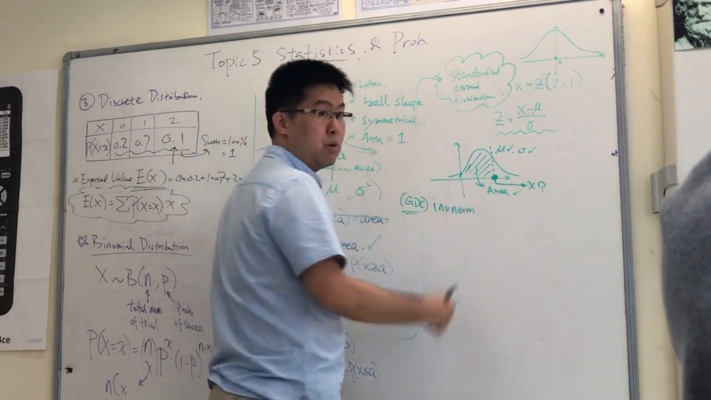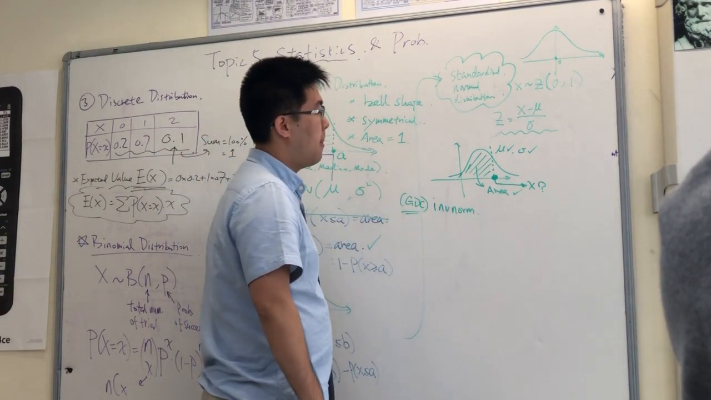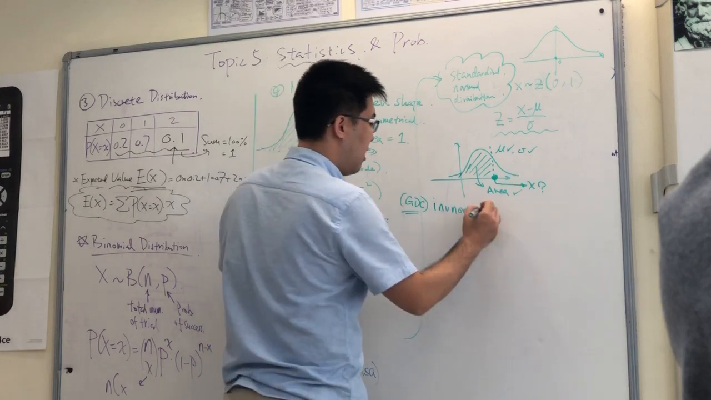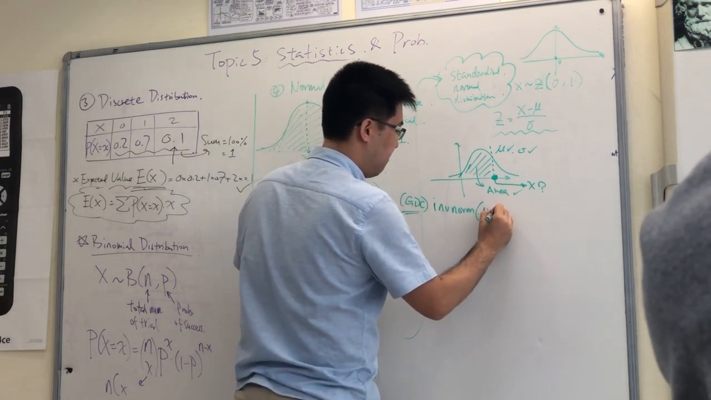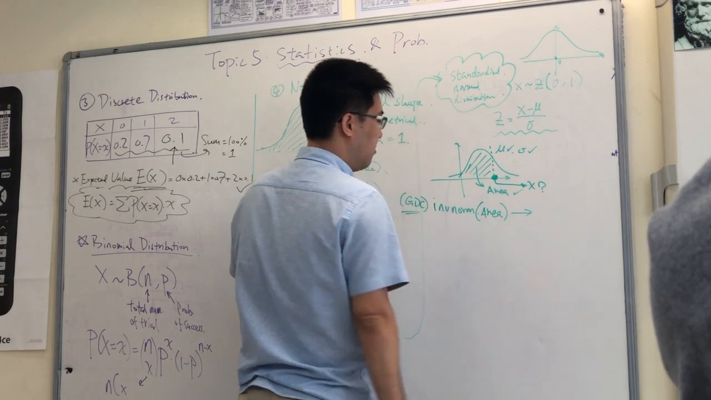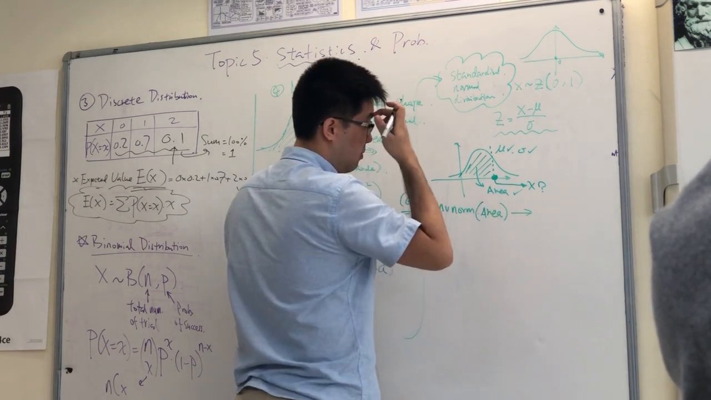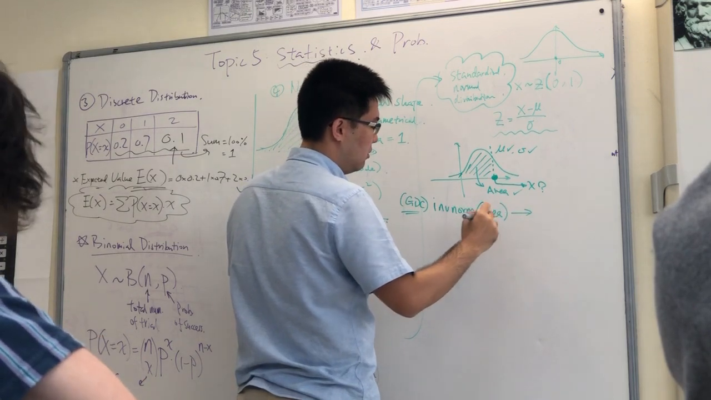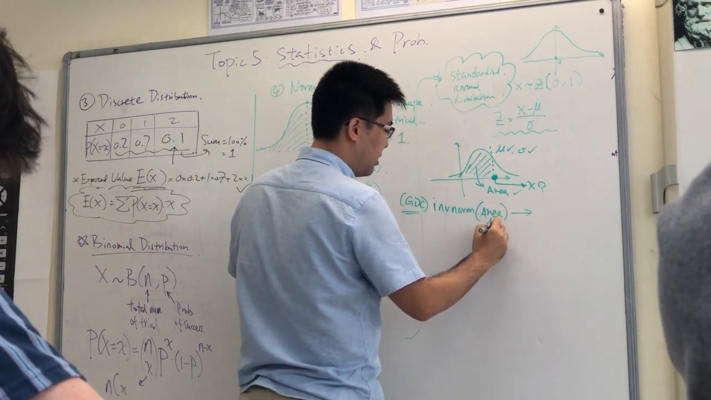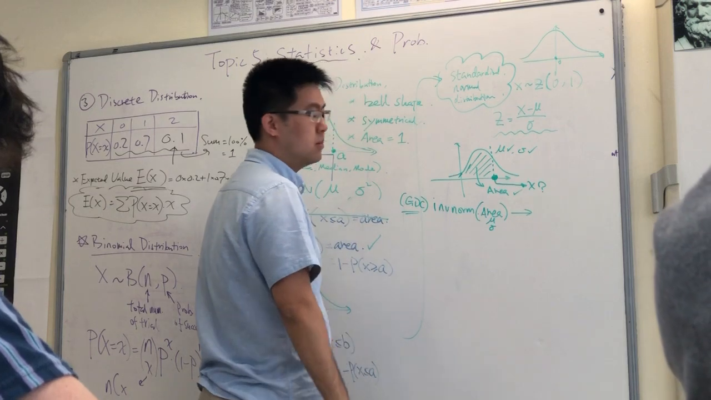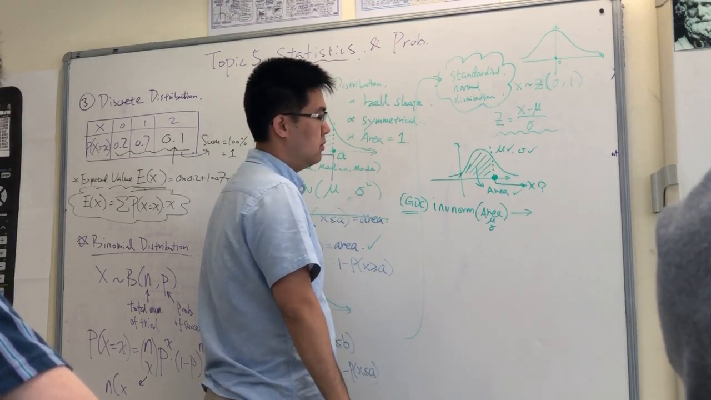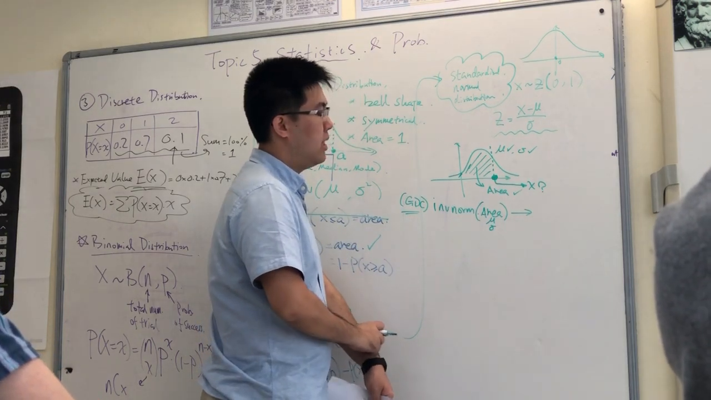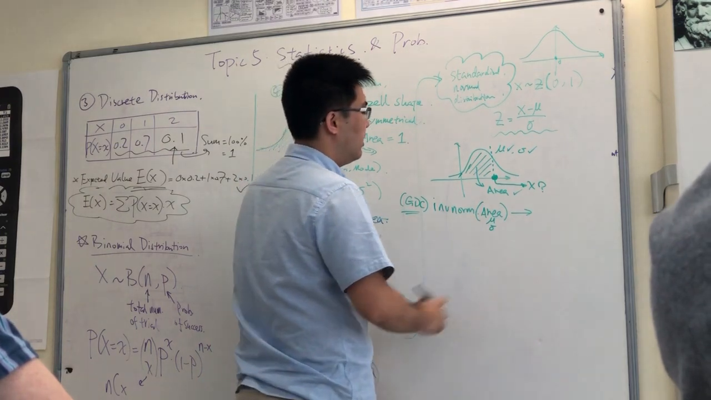Okay, and then what do we have? You have the area. Yeah, we put in the area, and then the mean and standard deviation. Put in the area, mean, and standard deviation, and then you can get the x. Yeah, that's true.